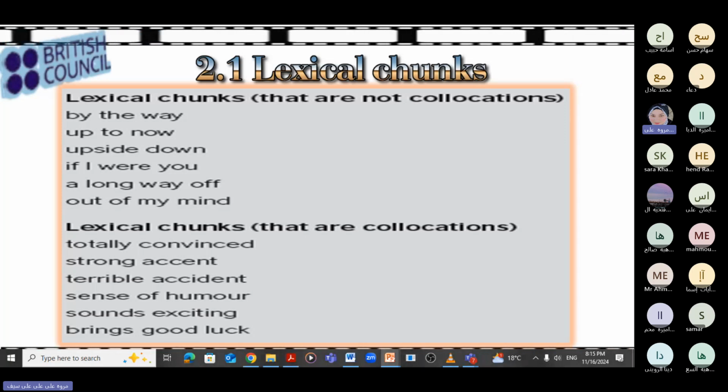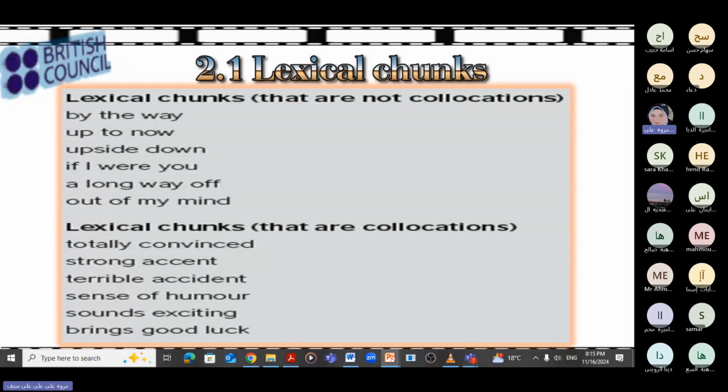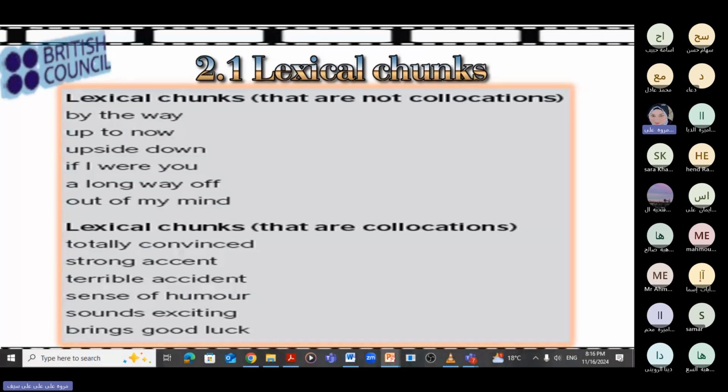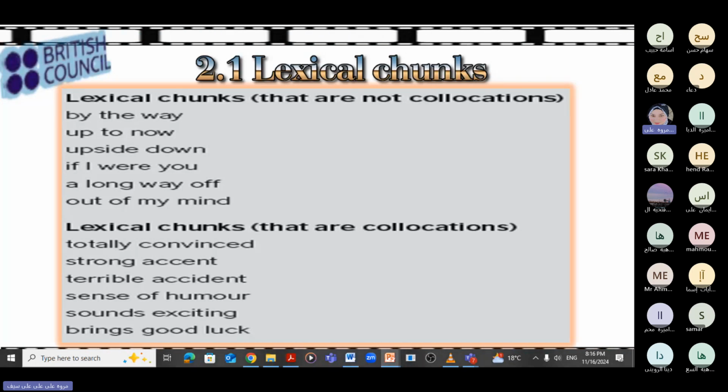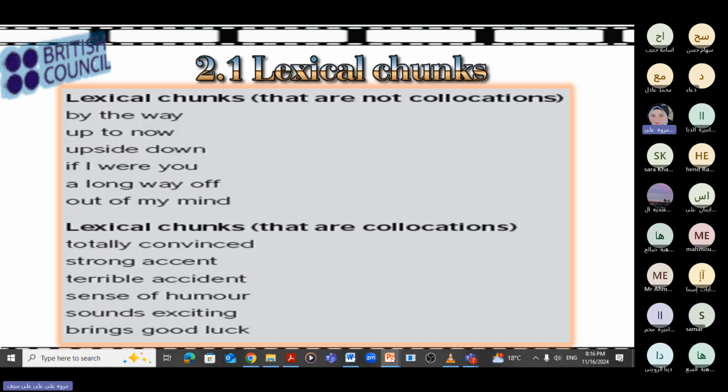What are some examples of collocations? For example, "totally convinced" is a collocation because it has two content words, "totally" and "convinced". "Strong accent" is a collocation, words that come together, two content words. "Terrible accident", "sense of humor", "sounds exciting", "brings good luck". The author of this module is trying to get you to distinguish collocations from expressions that are not collocations. But generally, all of these expressions are considered lexical chunks.